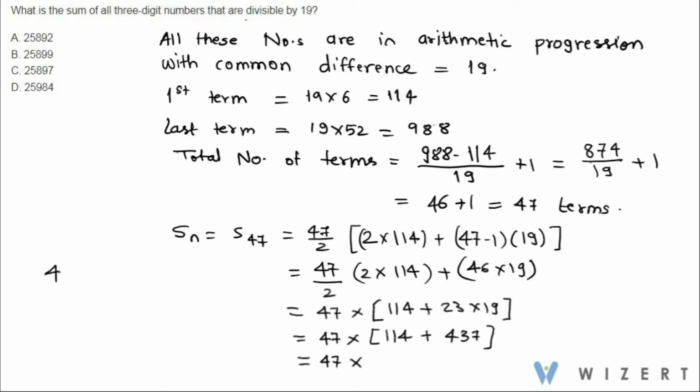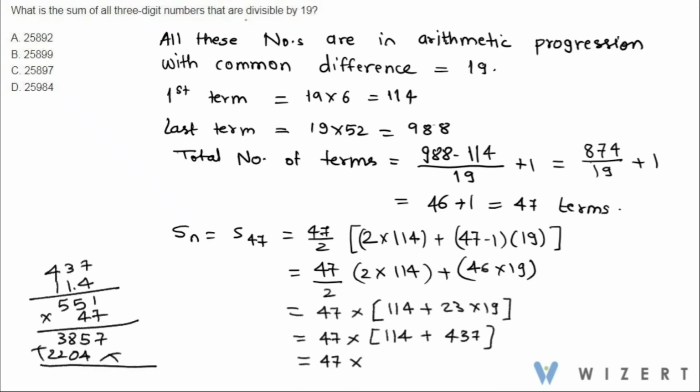So that is equal to 47 multiplied by 437 plus 114, which is 551. So 7 ones are 7, 7 fives are 35, 7 fives are 35 plus 3 is 38. 4 ones are 4, 4 fives are 20, 4 fives are 20 plus 2 is 22. So we have 25897, that is S47. So yes, the answer is option C.